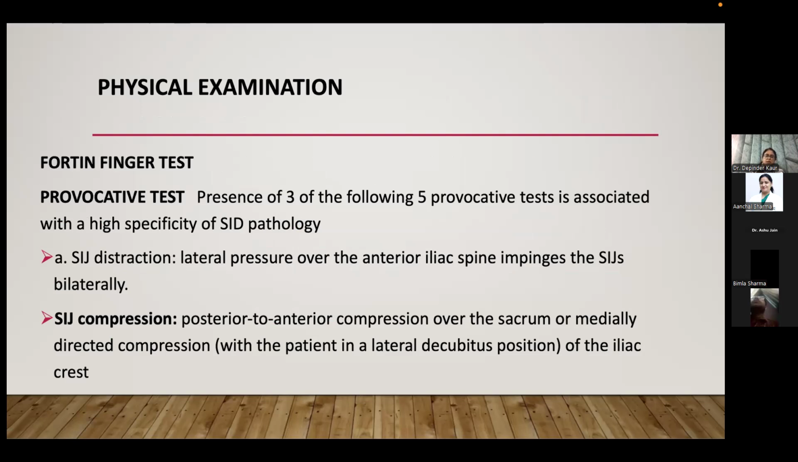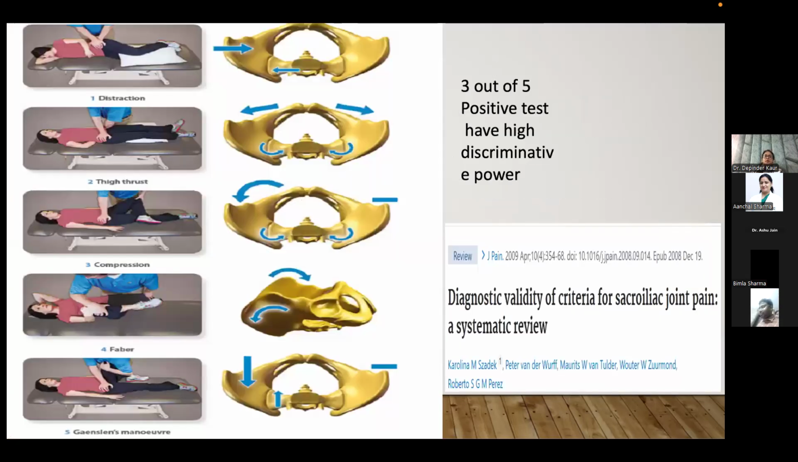So out of these provocative tests, this slide shows how we can perform them. It is the distraction test, thigh thrust test, compression test, FABER test, and the Gaenslen's maneuver. So 3 out of the 5 positive tests have a very high discriminative power of diagnosing SI joint pain patients.